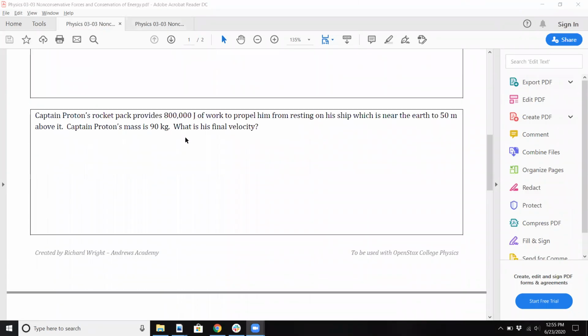Captain Proton's rocket pack provides 800,000 joules of work to propel him from resting on a ship, which is near the Earth, to 50 meters above it. Captain Proton's mass is 90 kilograms. What is his final velocity? Okay, so same thing. I'm not going to stray from what we've been doing. KI plus PI plus your non-conservative work equals KF plus PF.